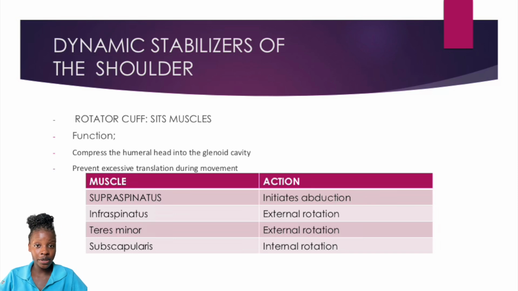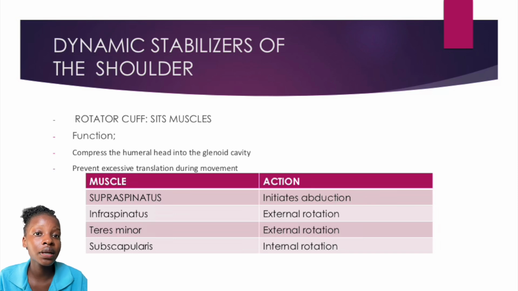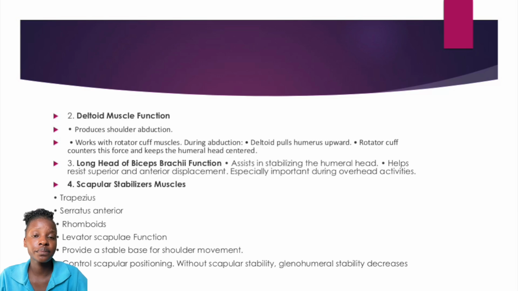The dynamic stabilizers of the shoulder: we have the rotator cuff muscles, also known as the SITS muscles, which are the supraspinatus, which initiates abduction, the infraspinatus for external rotation, the teres minor for external rotation, and the subscapularis for internal rotation. The function of the SITS muscles is to compress the humeral head into the glenoid fossa and prevent excessive translation during movement.